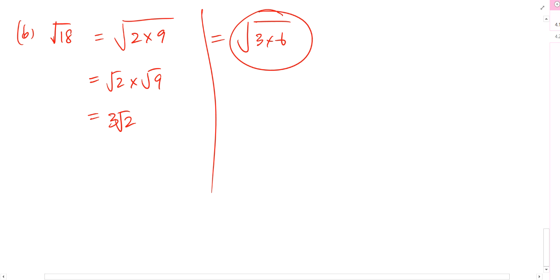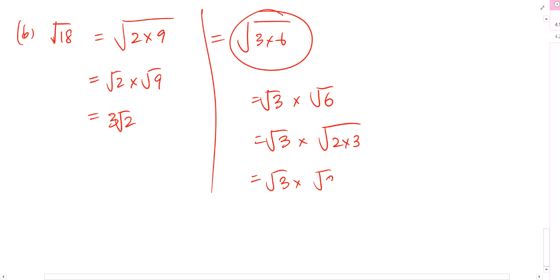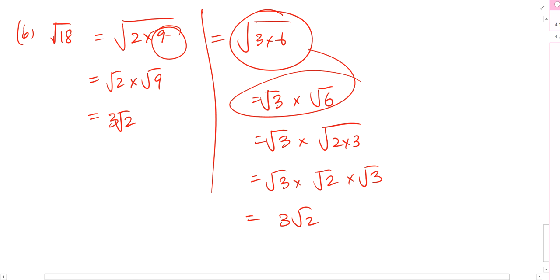If I go with this, what can I do? Can I separate square root 3 times square root 6? Does that get me anywhere? Yes, how? Okay, so this is square root 3 times square root 2 times 3. Then square root 3 times square root 2 times square root 3 equals 3 square root 2. Same. But which do you prefer? First one, because we try to separate it out into factors that are perfect squares. Save us some trouble. Otherwise, when you are here, right, you may get stuck. You don't know what to do already.